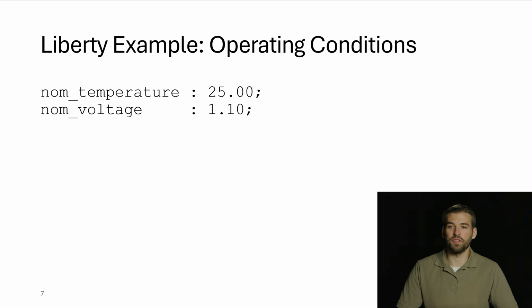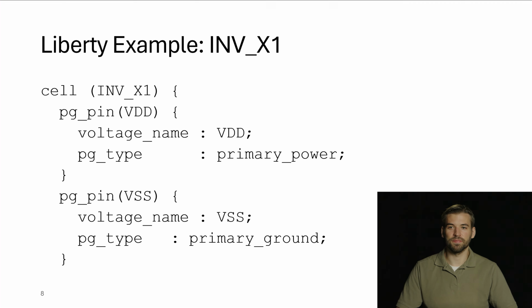The next part of the file is going to talk about the operating points. So as I just mentioned, we have our nominal temperature, which is 25 degrees Celsius, and we have our nominal voltage, which is 1.1 volts. After that, we have our cell definition.